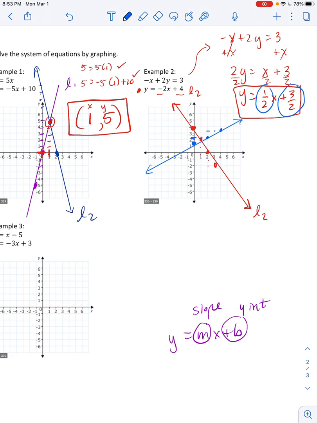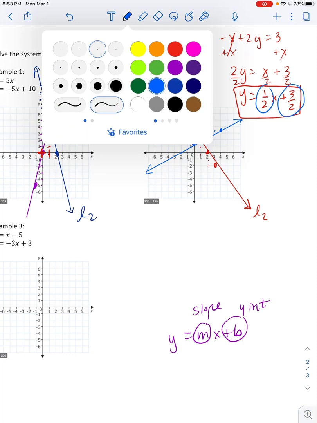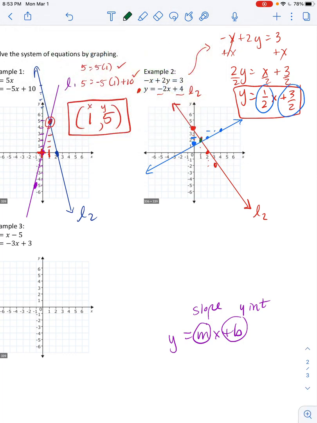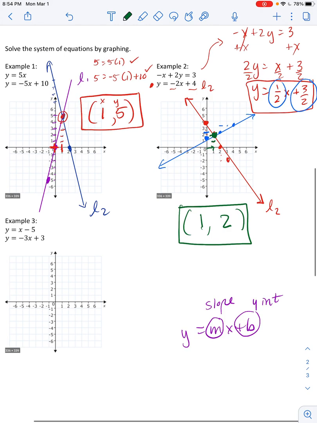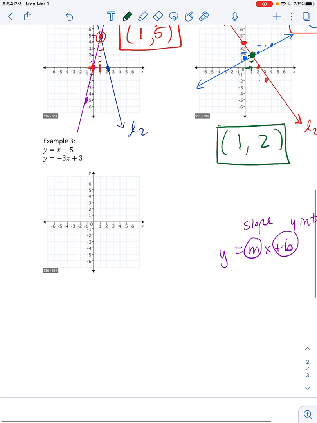So when I connect these, I'm trying to be as careful and precise as I can because my next goal is to say, where do they cross? And it looks like they cross right here, which means my solution will be the coordinates of that point. It looks like I go over 1 for the x and then up 2. And then, like in all the problems, I can go back to these original problems, plug those values in, and see that those are real solutions.